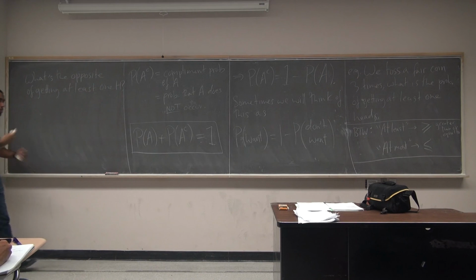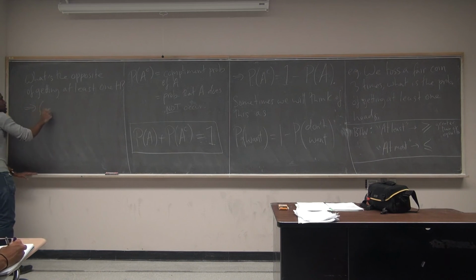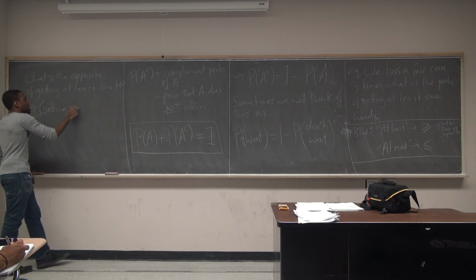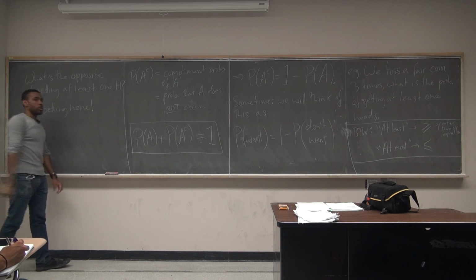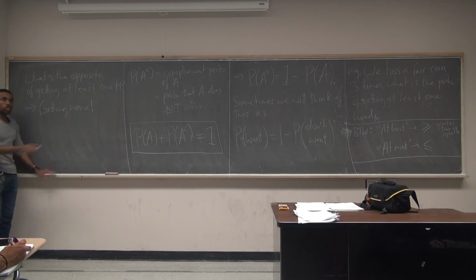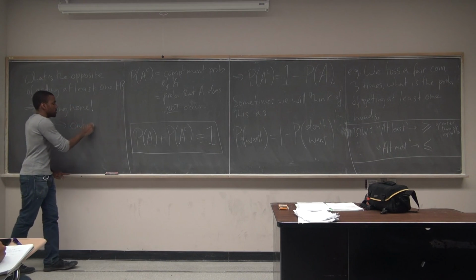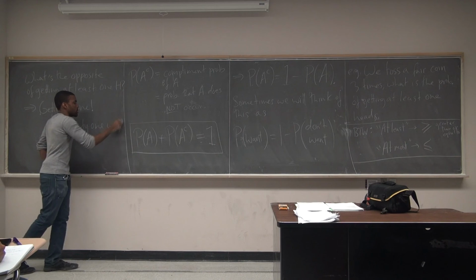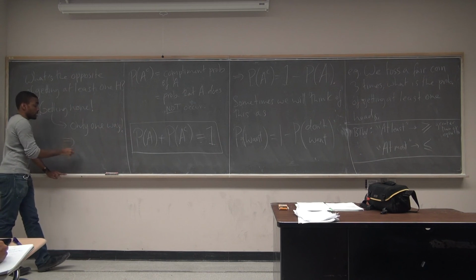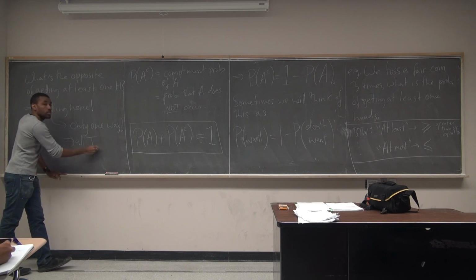Right? Meaning, what's the opposite of getting one or more? Not getting any. Not getting any at all. None. And how many ways can that happen? One. Only one. I don't even have to count anything. Only one way for this to happen. Right? Meaning, you get all tails.